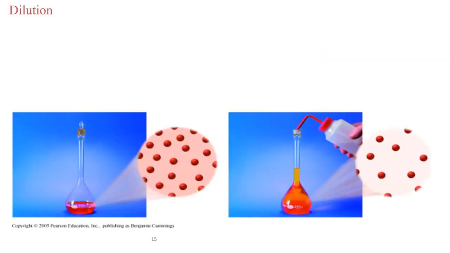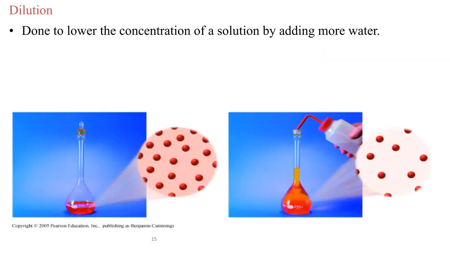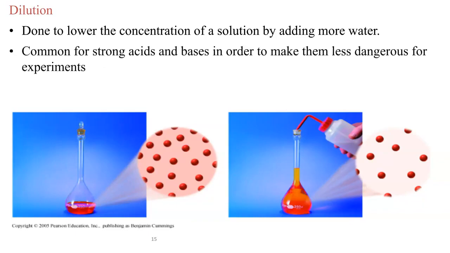Have a nice day. All right, so speaking of dilution, it's done to lower the concentration of a solution by adding more water. And like I said, it's to make things less dangerous. That's the long and short of it. How can you tell something's dilute? It's a lot lighter. Look at this red. Look at this much lighter red. That's what dilution is. You've all experienced it.